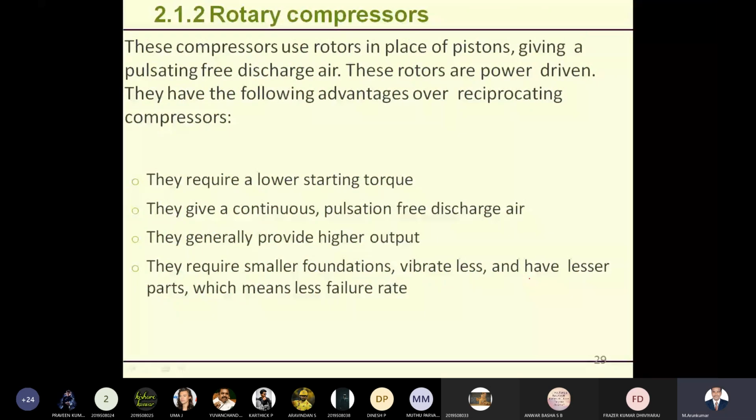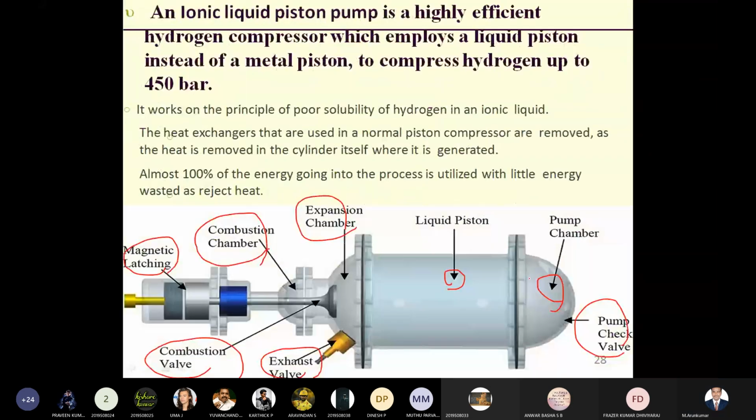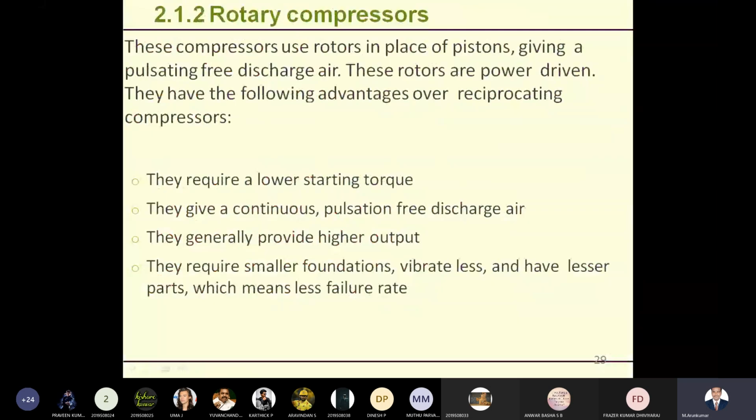Then we have another type, the rotary compressor. That will come under your reciprocating compressors. These compressors use rotors in place of pistons. In the others we have pistons, here we have rotors, giving pulsation-free discharge air. These rotors are power driven. So they have the following advantages over reciprocating compressors.